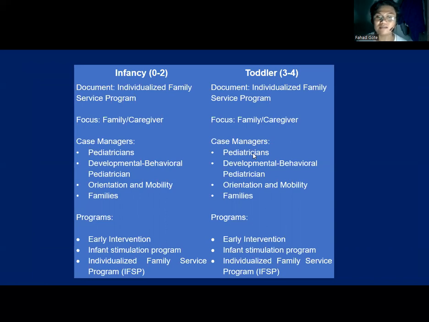For the Individualized Family Service Program, or IFSP, if after the initial evaluations a child is eligible for the early intervention program, the parent will receive an Individualized Family Service Plan, or IFSP, which explains the services recommended for a child and how early intervention will help the parents to support the child.